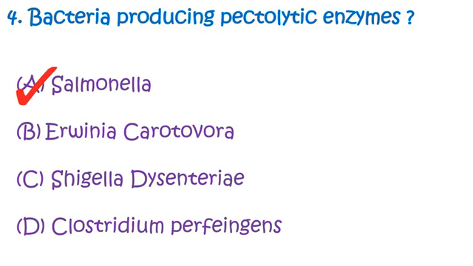The Shigella dysenteriae is a rod-shaped bacteria that causes shigellosis, a disease that includes the symptoms such as diarrhea, fever, and abdominal pain. The Clostridium perfringens is a gram-positive anaerobic spore-forming pathogenic bacteria, which is very common, and normally it causes food poisoning. So here the correct option is Salmonella, which produce proteolytic enzymes.